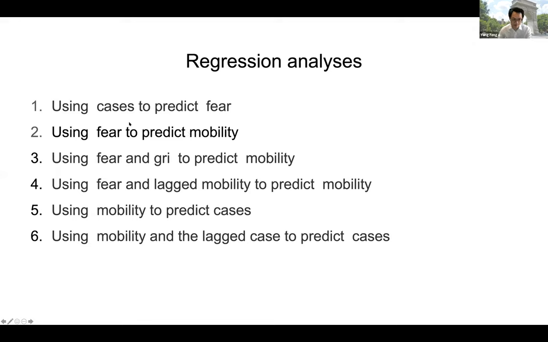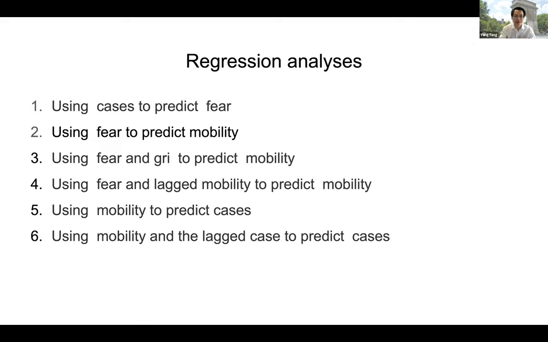So I'm going to introduce the methodology. You can see here we have six different regression questions we're trying to solve. This is by no means the optimal way to make this prediction. The reason we're making these predictions is that we want to see the potential. We want to test our hypothesis of those causal inferences, the relationships between cases, fear, mobility and the government response index. I want to study their relationships. That's all we want to do.